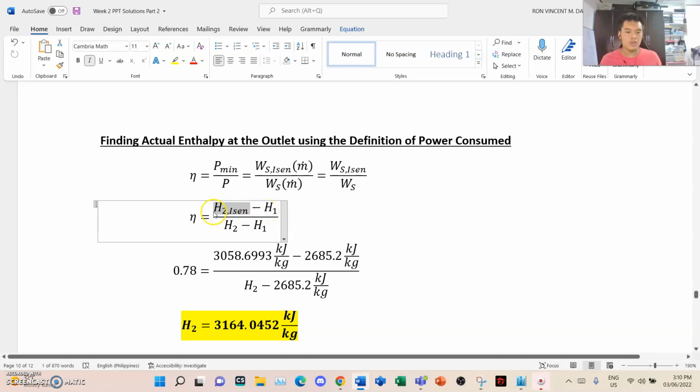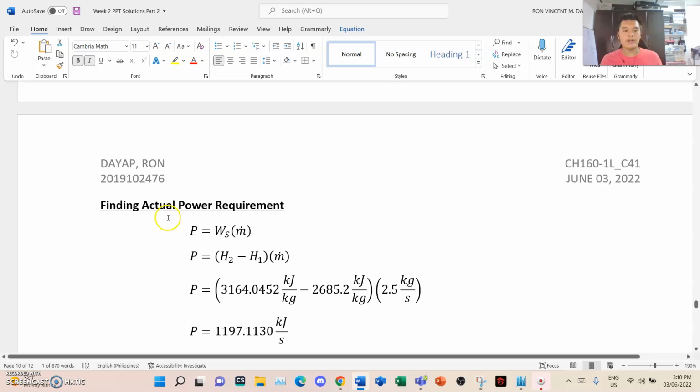So by substituting this formula into this formula, we already know the efficiency, we already know the isentropic conditions at the outlet, and we already know the inlet enthalpy as shown earlier in the steam table. We found out that the actual enthalpy at the outlet is 3164.0452 kilojoules per kilogram. Then finding the actual power requirement is simply multiplying the actual shaft work times the mass flow rate. Actual shaft work is simply actual enthalpy minus enthalpy of the inlet.